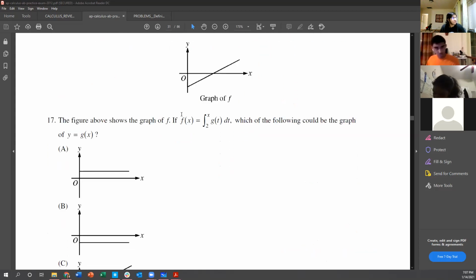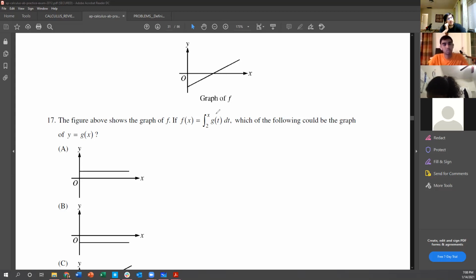Okay. The figure above shows the graph of f. I'm going to annotate this a little bit: this is the graph of f itself, this isn't g. So if f of x is equal to the integral from 2 to x of g of t dt, which of the following could be the graph of g of x?